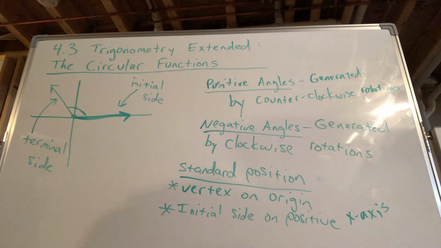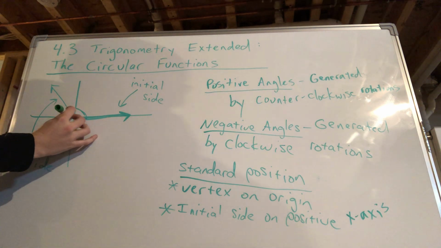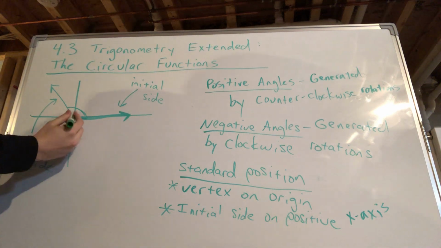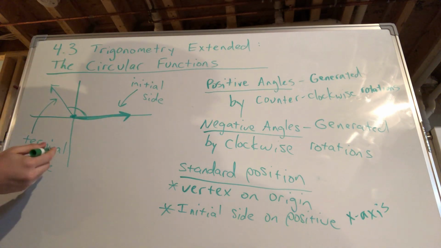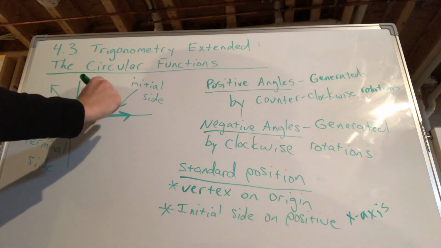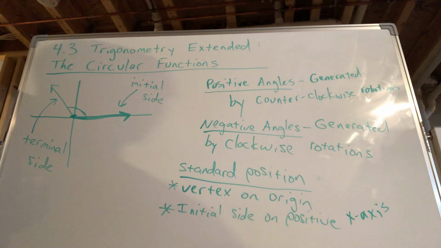Like I said, in standard position, you always put your vertex on the origin. So at the point 0, 0, that's your vertex. One of your sides is always going to be on the positive x-axis. If you open it up counterclockwise, it's positive. If you open it up clockwise, it's negative. All right.